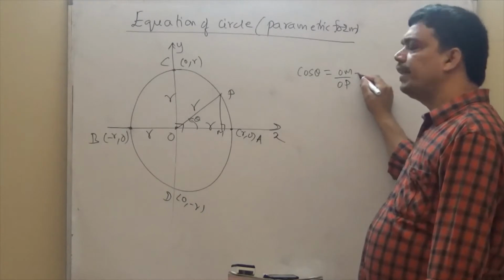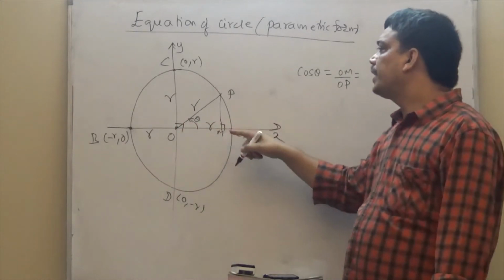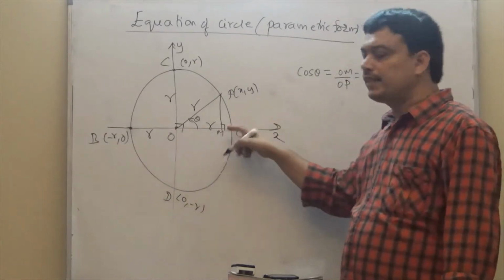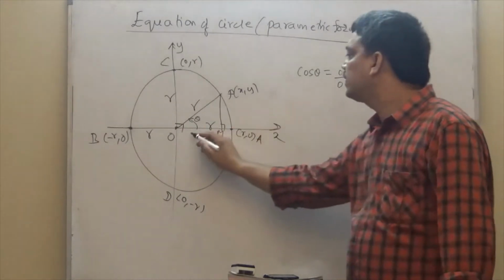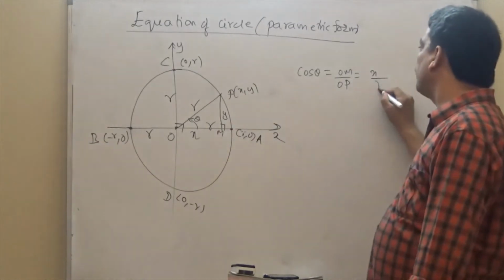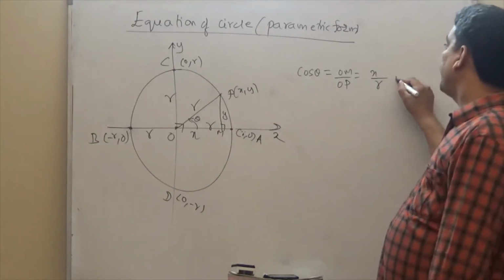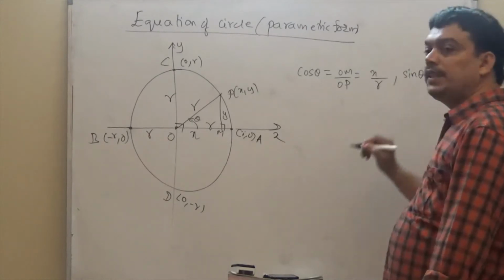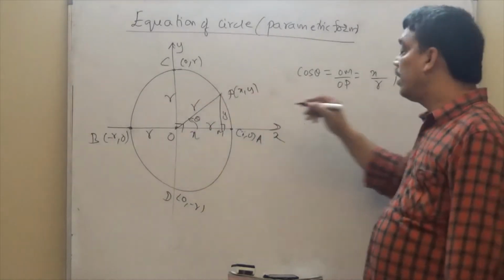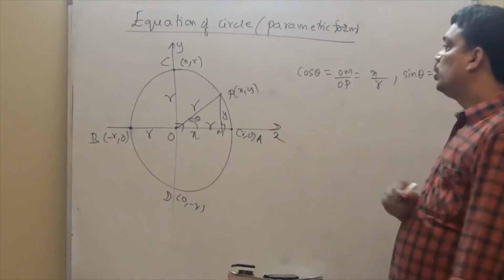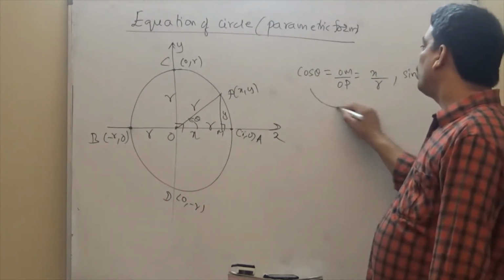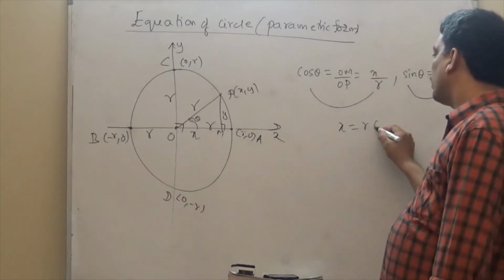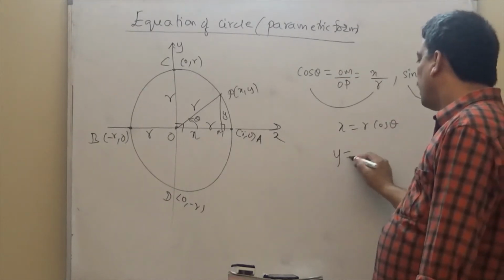So we can therefore write this as OM is nothing but x coordinate of P. So if I choose P as (x, y), I can write OM as x. So this is our x and this is our y. So I can write this as x divided by r. Similarly, from the same triangle, if I write down sin theta, I can write down opposite side y divided by the hypotenuse r. So we can write y by r. So from these two you can observe that x is equal to r cos theta and y equal to r sin theta.